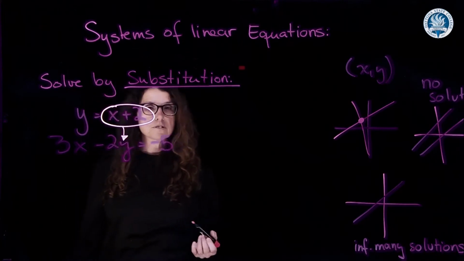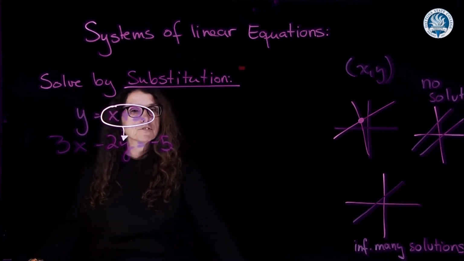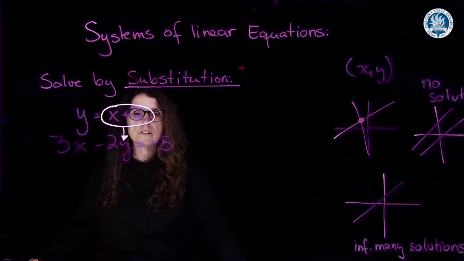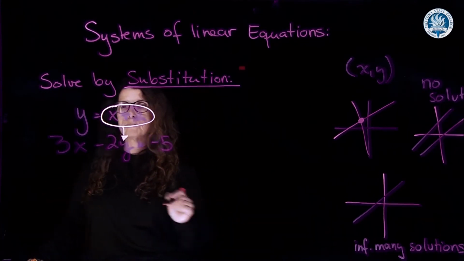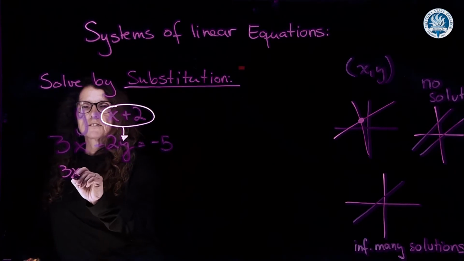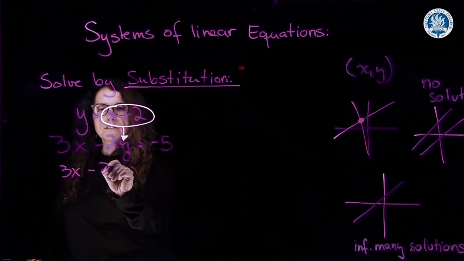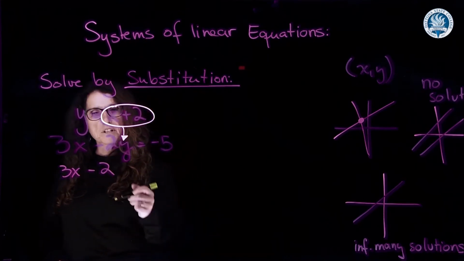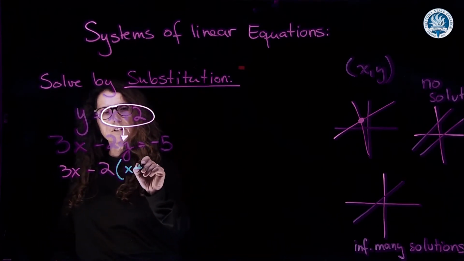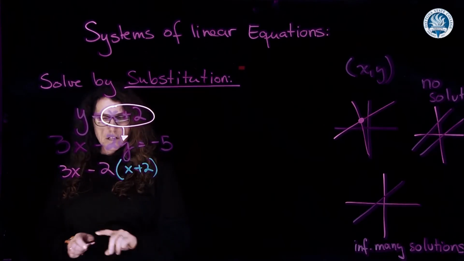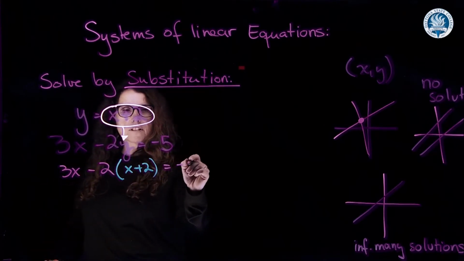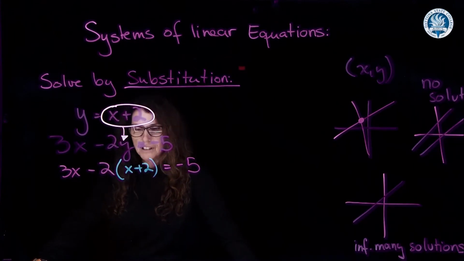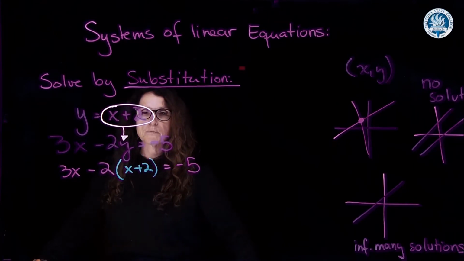Why do we do this? We can only solve an equation with one variable. So we try to change our equation into one variable. 3x stays the same, minus 2 times y. However, y is being substituted with what? x plus 2. And now finish up, equals negative 5. So this is our new equation, and you can clearly see it has only one variable.